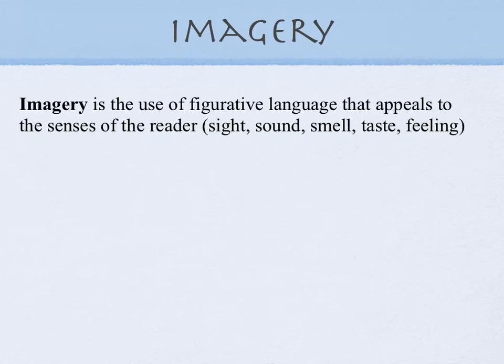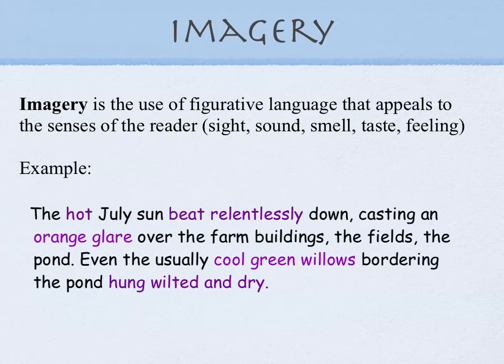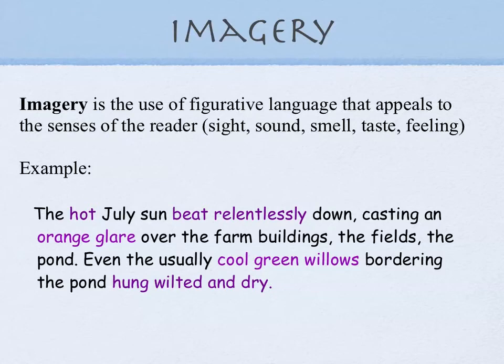Imagery is another example of figurative language. Imagery is the use of figurative language that appeals to the senses, so your sense of sight, sound, smell, taste, and feeling. These are usually done through the use of adjectives and strong verbs. So, for example, in this excerpt, some words that are in purple are showing imagery. They're describing an aspect of the noun that is describing sight, sound, smell, taste, or feeling.